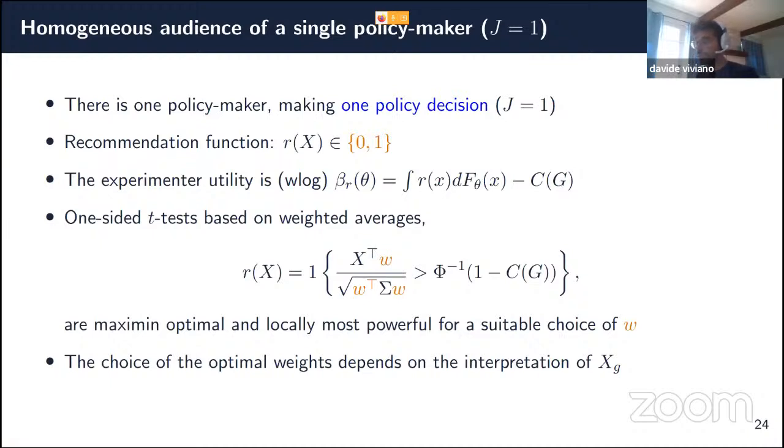Now, it turns out that it's optimal in this context to run a t-test, which is based on a weighted combination of our statistics rescaled by the standard error, where the weights are chosen appropriately, and the critical value depends on the cost of running the experiment again. The choice of the weights will depend on the interpretation of the statistics that we have.